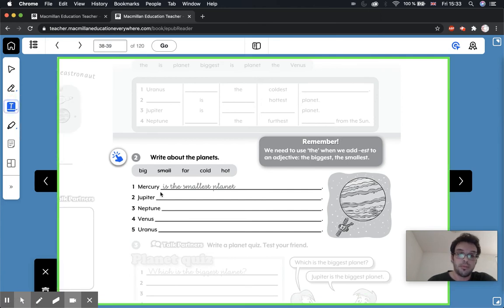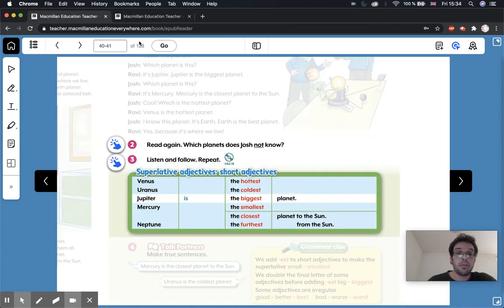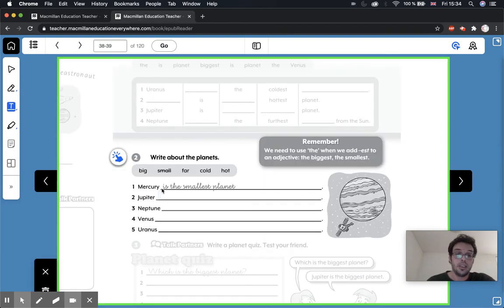Okay, so now we have another 4 adjectives and we have 4 planets. So let's think. Number 2 is going to talk about Jupiter. How do we make our phrase? Remember, to make the phrase, it's just like this. Jupiter is, and then we choose the superlative and then planet. So let's write it. Jupiter is. Now, which adjective are we going to use? ¿Cuál adjetivo vamos a usar? Big, far, cold, or hot?